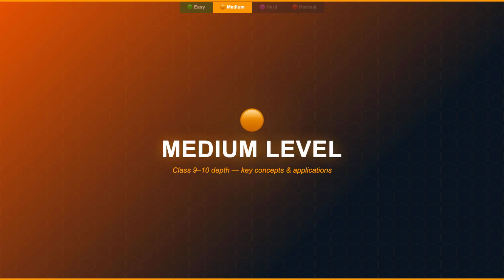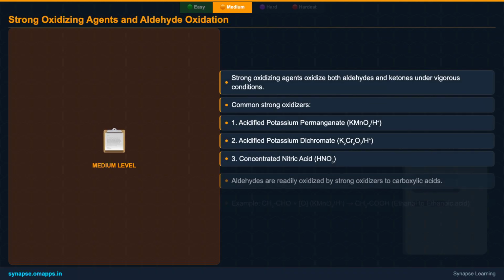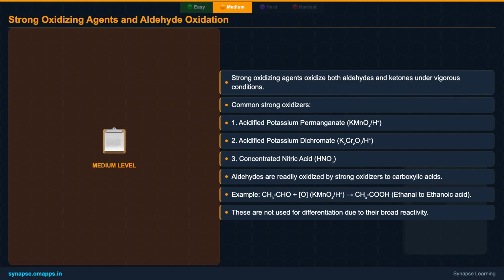Now that you've got the basics, let's step up our game and explore the world of strong oxidizing agents and their impact on aldehydes and ketones. Beyond mild differentiation, strong oxidizing agents play a critical role. These powerful reagents, such as acidified potassium permanganate, acidified potassium dichromate, or concentrated nitric acid, are capable of oxidizing both aldehydes and ketones. For aldehydes, the reaction is straightforward. They convert directly to carboxylic acids, just as with mild oxidizers, but often more vigorously.